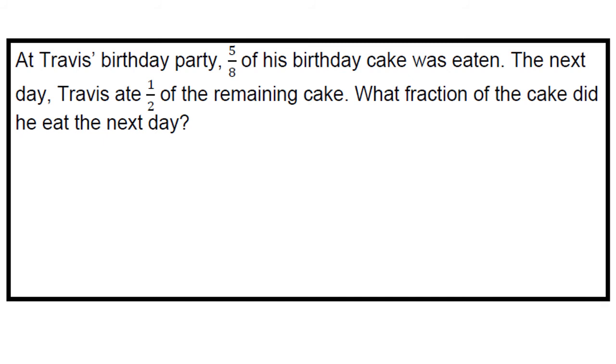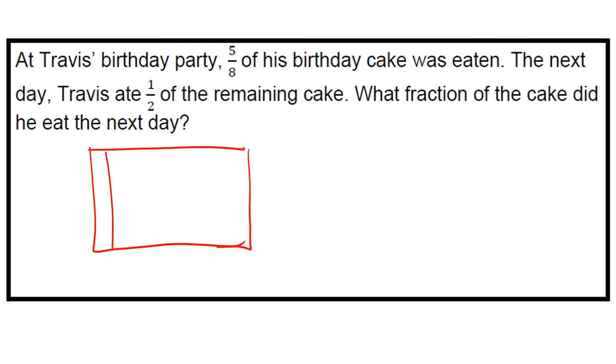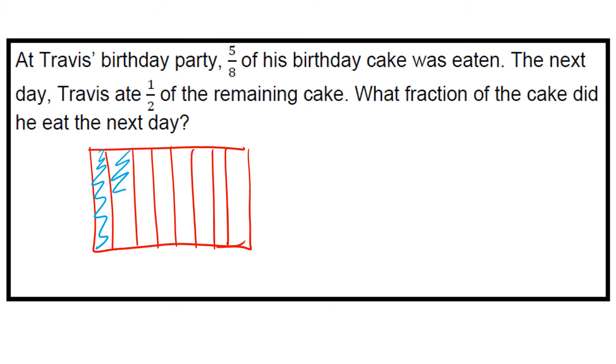And so for this one, let's go ahead and draw a picture here. I'm going to do a square cake here, and let's make 5/8. 1, 2, 3, 4, 5, 6, 7. And let's go ahead and do some blue icing. So there's 1/8, 2/8, 3/8, 4/8. There's 5/8 of his birthday cake was eaten. The next day, Travis ate half of the remaining cake. And so the remaining cake is right here. So that remaining cake is 3/8.